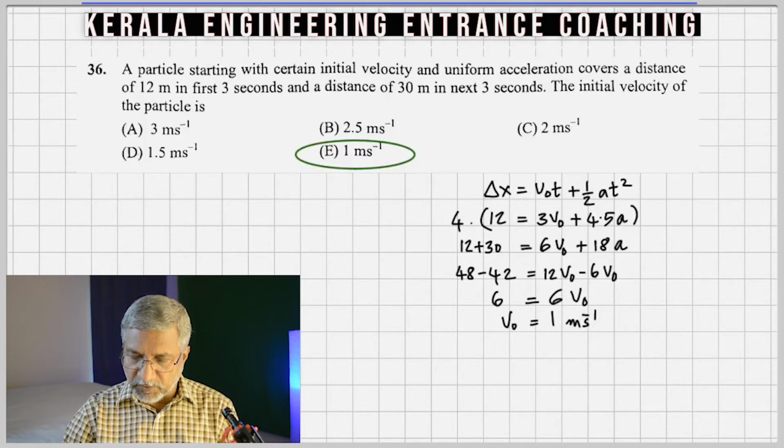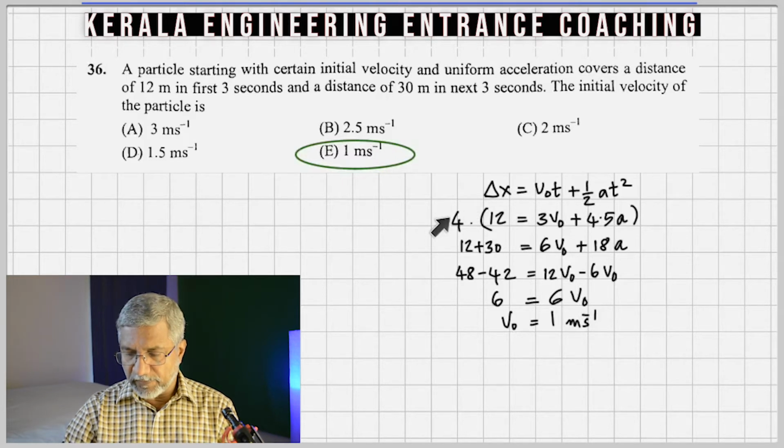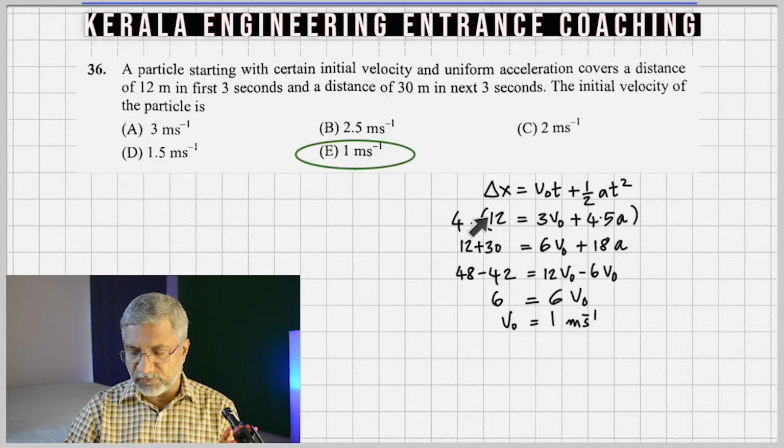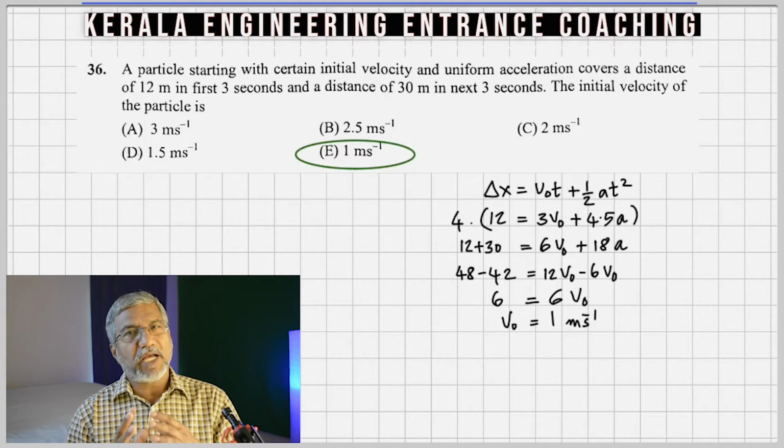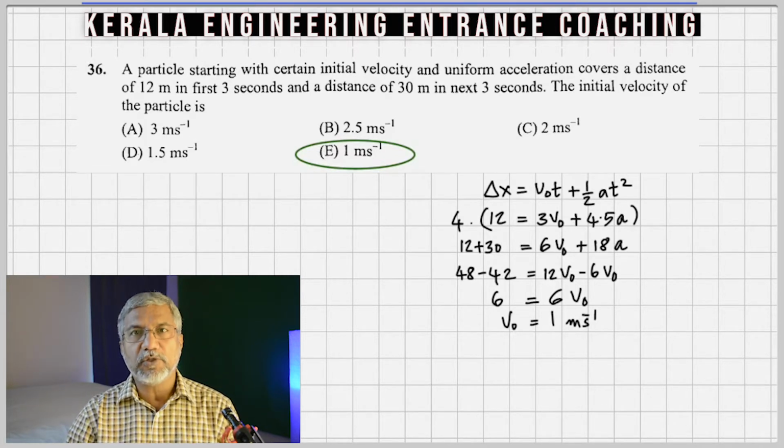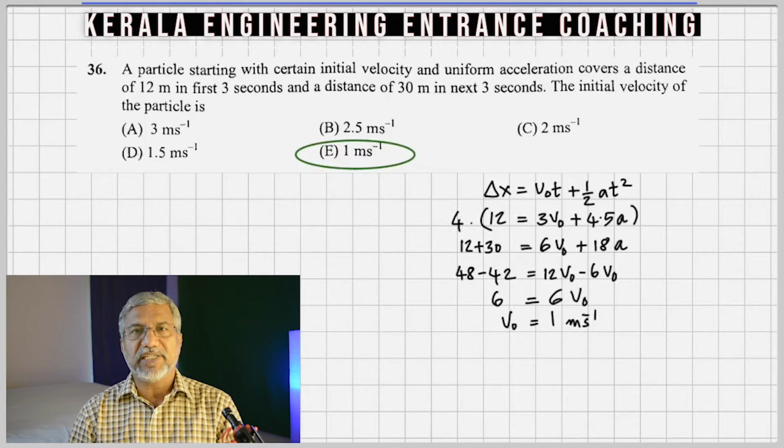I just said, let's multiply the first equation with 4. All right? You multiply the first with 4, and then you subtract this one from this. Let me show you. This will become 48 minus this is 42. So that's why you have 48 minus 42. And then here you have 12 V naught minus 6 V naught. See? And then this term, 4 times 4.5 is 18. So 18a minus 18a is 0. So my aim in multiplying this with 4 was to get rid of the term with acceleration in it.